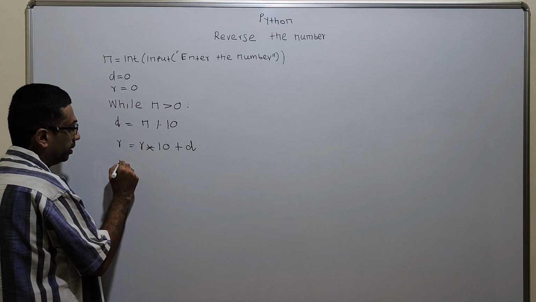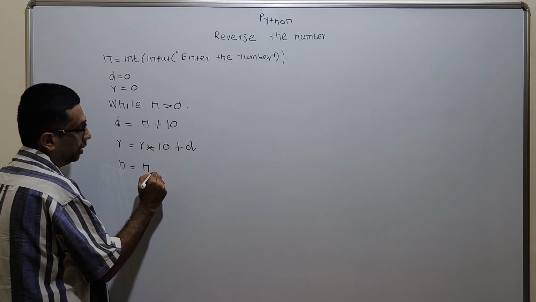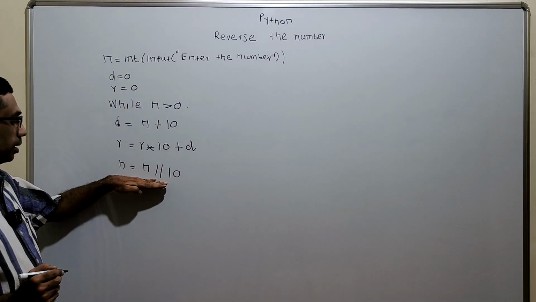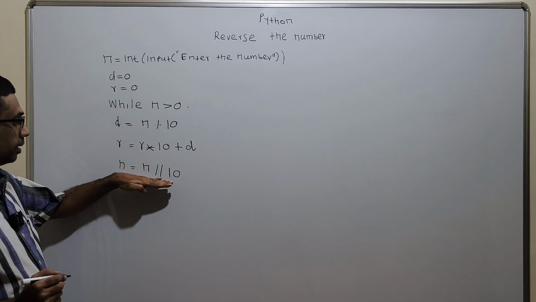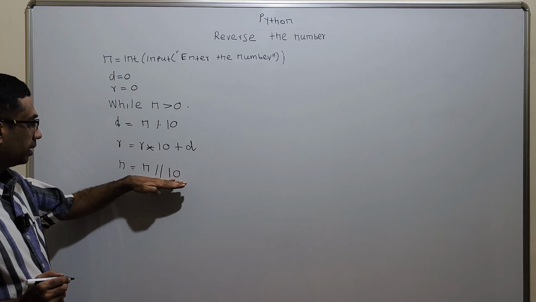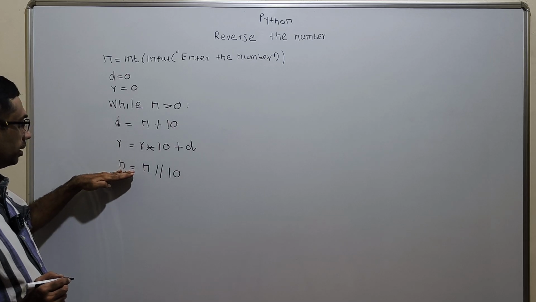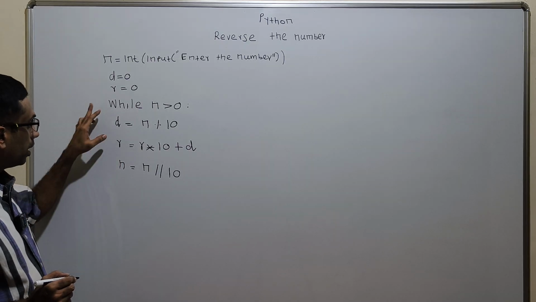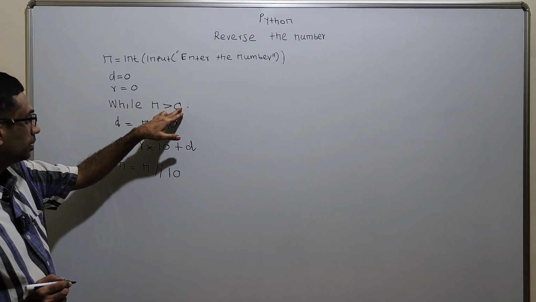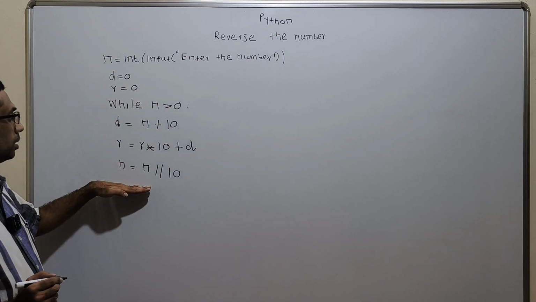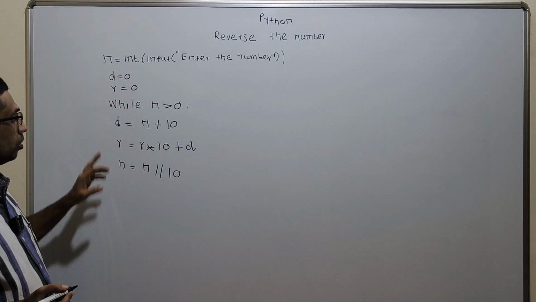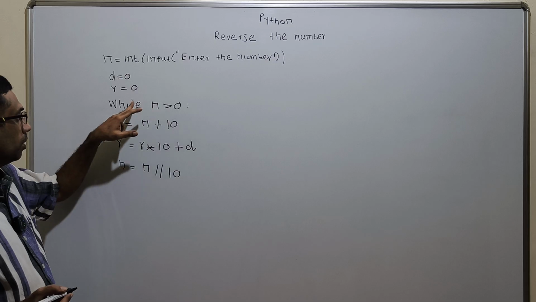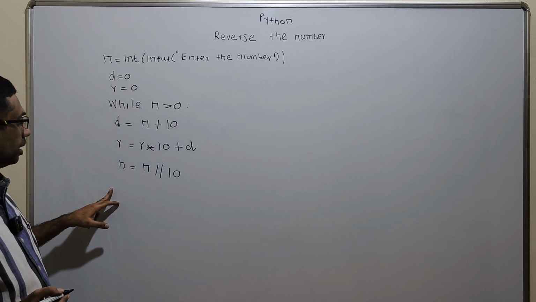Now n equal to n double slash 10. Double slash is the integer division, it will omit the fractional part. So the existing value of n is divided by 10, the fractional part will get omitted and the remaining whole part is stored in the variable n. So these are the statements in the body of the while loop. Again the control will come here and check n greater than 0, then the same three steps are repeated. When n greater than 0 becomes false, the control will come out of the while loop, that means to the next statement after the while loop.